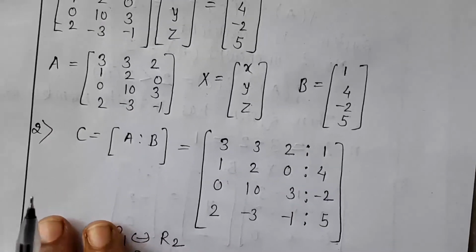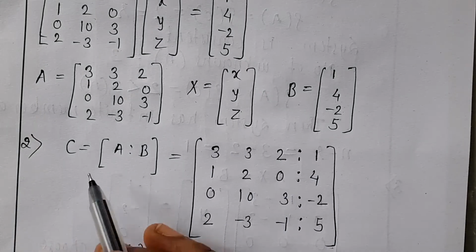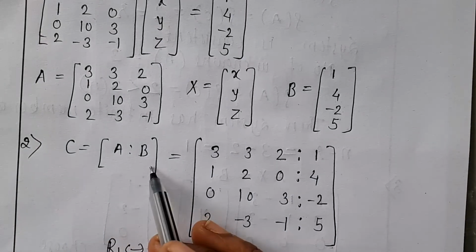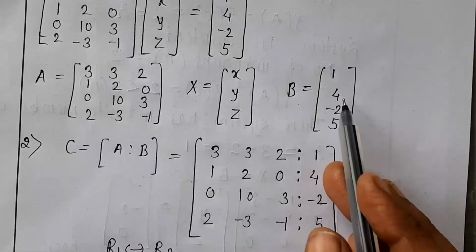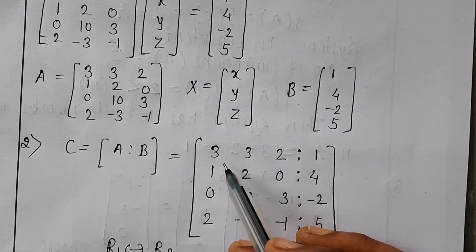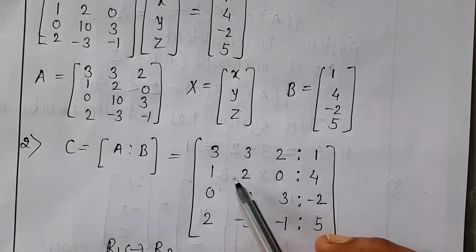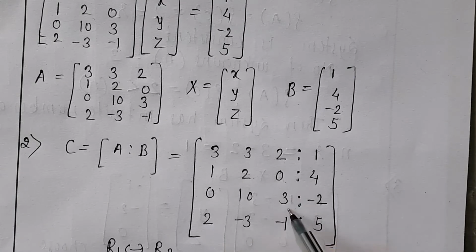Now the next step is to write the augmented matrix. The augmented matrix is a combination of the A and B matrix. So we combine both matrices A and B here and write it as 3, 3, 2, 1, 1, 2, 0, 4, 0, 10, 3, minus 2, 2, minus 3, minus 1, 5.